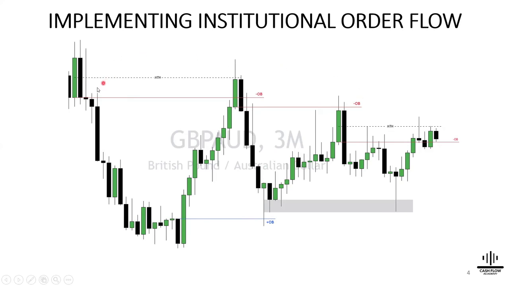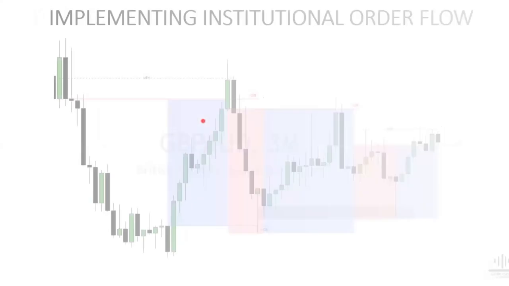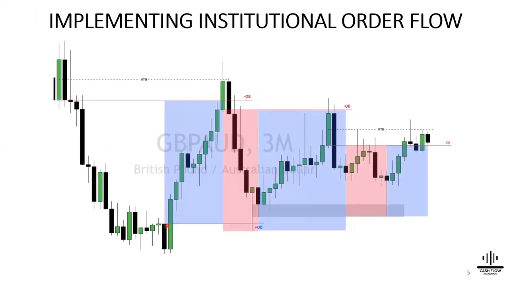So now let's say you could predict all these moves here. Let's map out our chart. So I mapped it out. This blue shaded area here represents bullish institutional order flow. This red area that I mapped out here represents bearish institutional order flow. So here's a bullish institutional order flow. Here's a bearish institutional order flow. Here's a bullish institutional order flow. Mapping it out from the higher time frame.